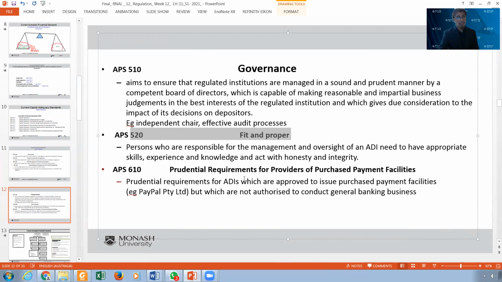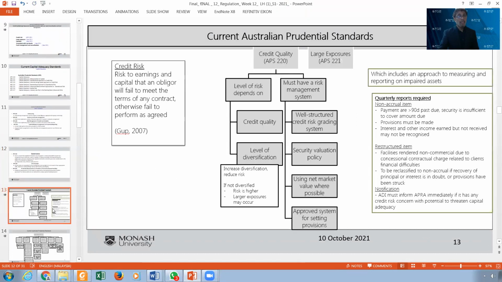Now, APS 210 talks about prudential requirements for providers of purchase payment facilities. When we talk about purchase payment facilities, for example, here in Malaysia, we have MEPS, which is the Malaysian Electronic Payment System. This is a provider. Those providers, of course, are licensed by the government, by Bank Negara. But in Australia, anybody who is going to do any payment facilities has to comply with APS 610. Now, one of the most interesting things is APS 220. 220 is the credit risk.